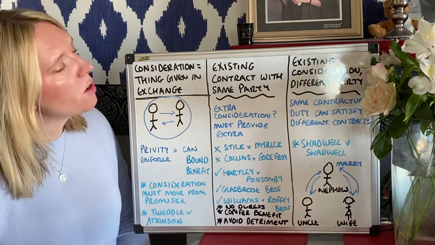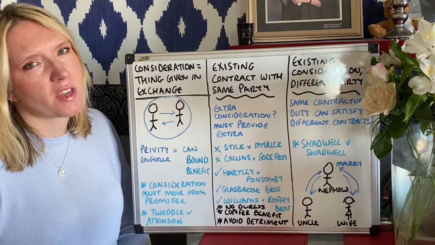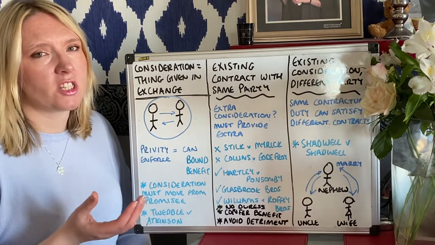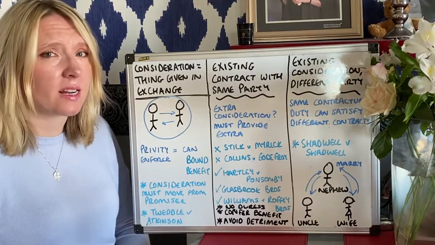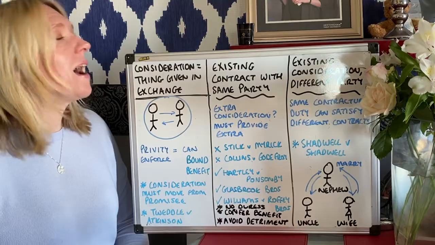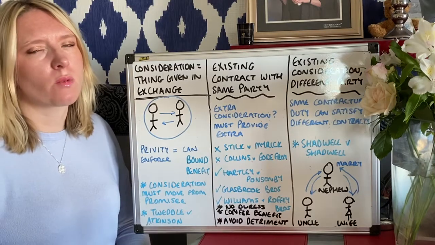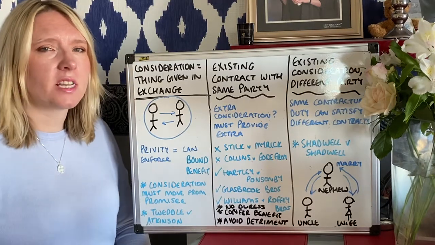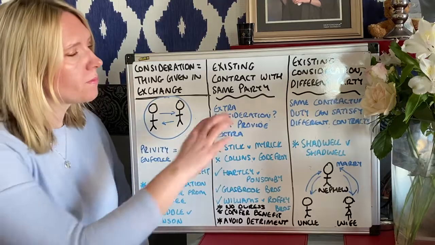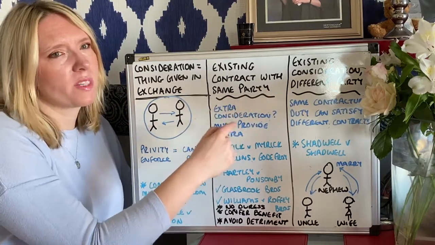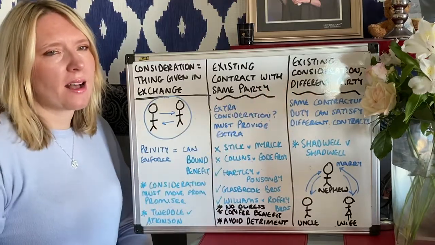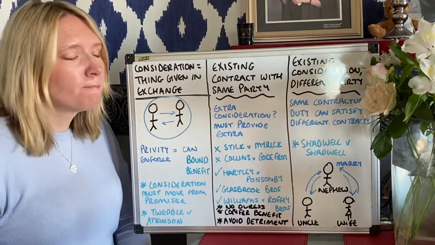Another rule that we talk about is what if you want to use the same consideration to satisfy multiple different contracts? That is perfectly fine. You can do one action or provide one service, and that will be consideration for different people. And that's really the difference between these two. So this is where you are asking more from the same person. This is where you are asking something from someone else.